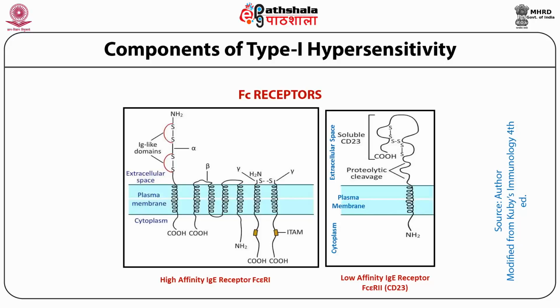Two types of epsilon receptors are there, based on their differences in affinity for IgE, cellular distribution, and their effects post-IgE binding, that is, Fc epsilon R1 and Fc epsilon R2. The type 1 receptor is structurally composed of 4 polypeptide chains and is a high affinity IgE receptor, whereas the type 2 receptor is structurally composed of a single polypeptide chain and is a low affinity IgE receptor.